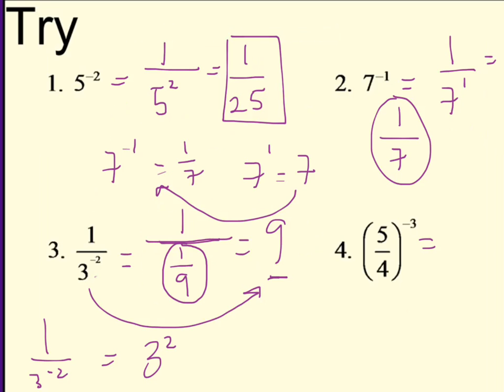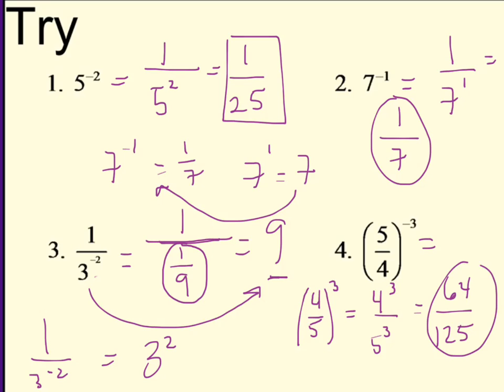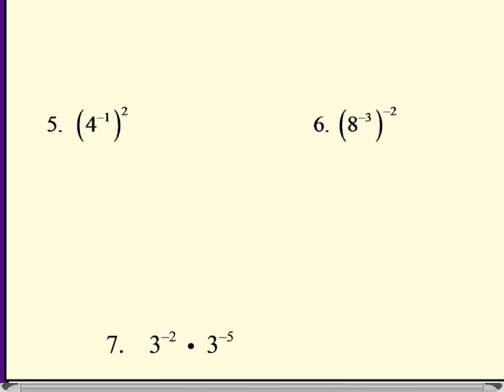Okay, so let's see. Reciprocate the base, so if I have 5/4, it's going to be 4/5, and I'm going to raise it to the third power. Okay, and then the third goes on each the numerator and the denominator. Well, 4 to the third power is 64, and 5 to the third power is 125. Okay?